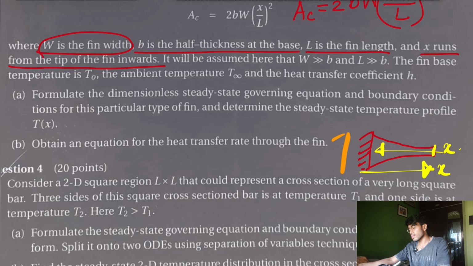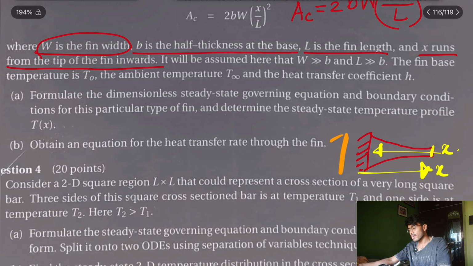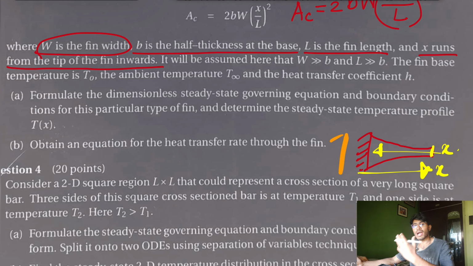my temperature profile will not vary in this direction B. Okay, because this B is very small, my heat transfer resistance becomes very small, and that is why to maintain a particular rate of heat flux I don't need a very high temperature gradient. Okay, that is the logic here, and I have talked about it earlier.